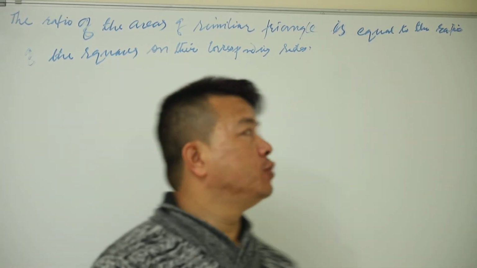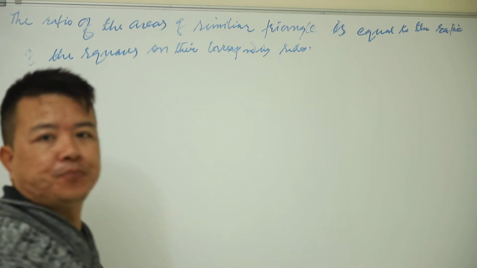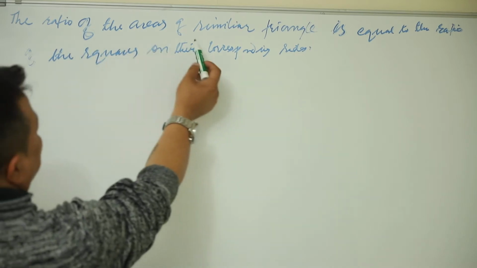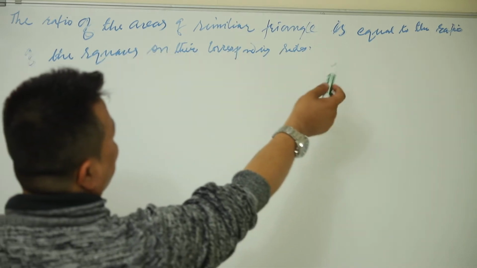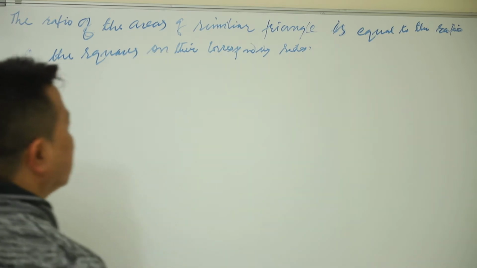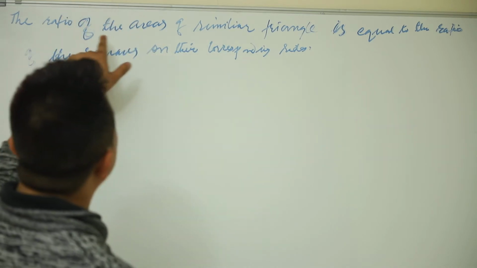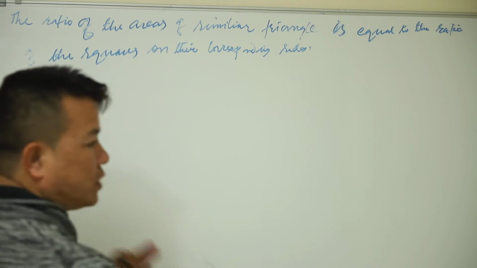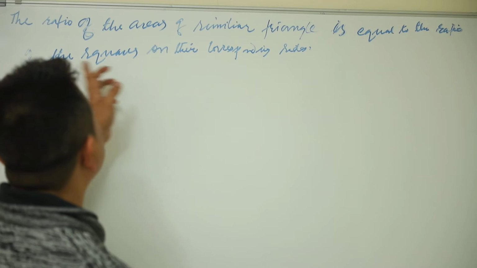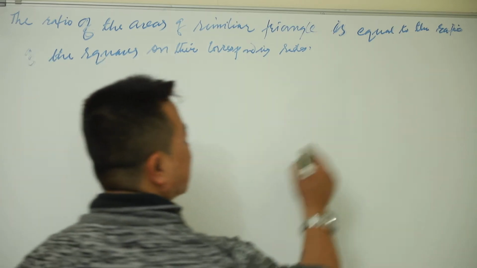Hello friends, today we are going to do the theorem on areas of similar triangles. The theorem says the ratio of the areas of similar triangles is equal to the ratio of the squares on their corresponding sides. So you need two similar triangles, and the ratio of their areas is equal to the ratio of the squares on their corresponding sides.